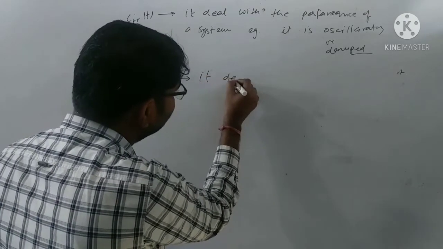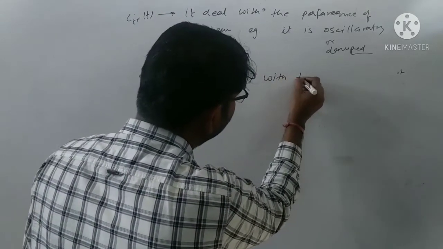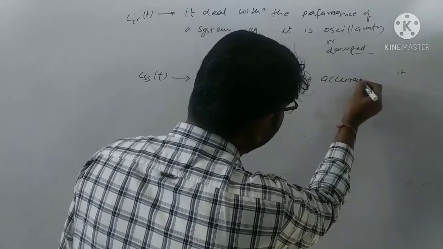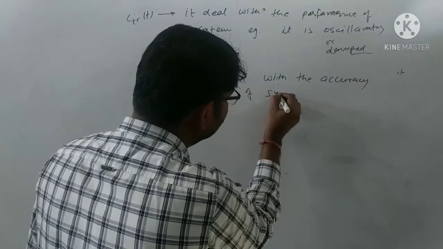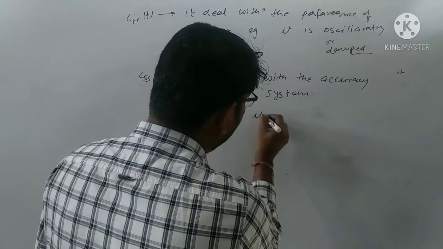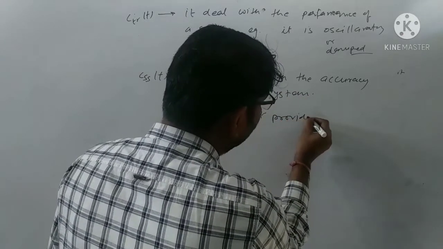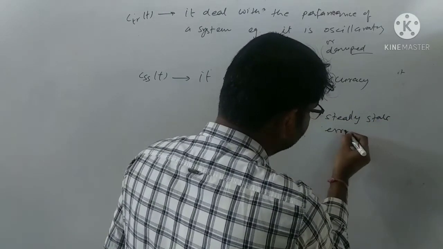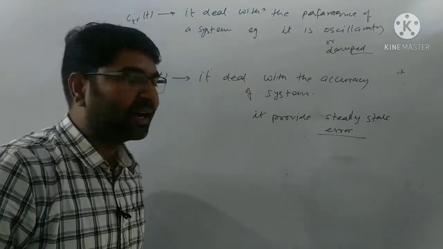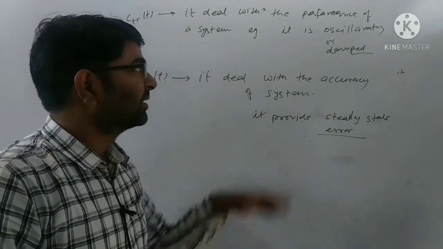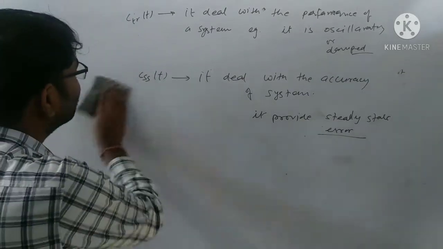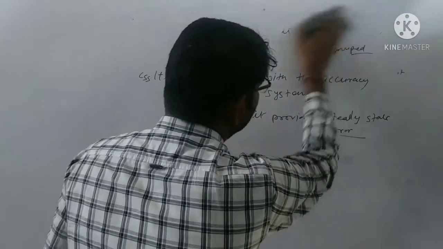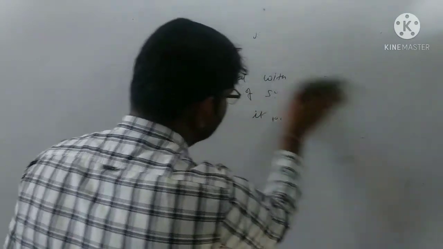Now what about the steady state response? It deals with the accuracy of the system. That means it provides information regarding the steady state error, right? So this is the transient response and the steady state response, and how they are used with respect to the time domain analysis.